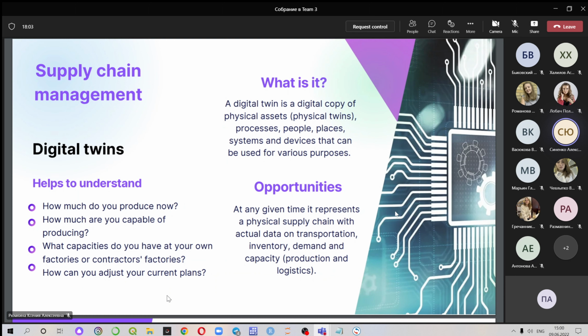How much do you produce now? How much are you capable of producing? What capacities do you have at your own factories or contractors' factories? And how can you adjust your current plans? Digital twins answer all these questions in real time with an accuracy that exceeds the accuracy of traditional forecasting methods.